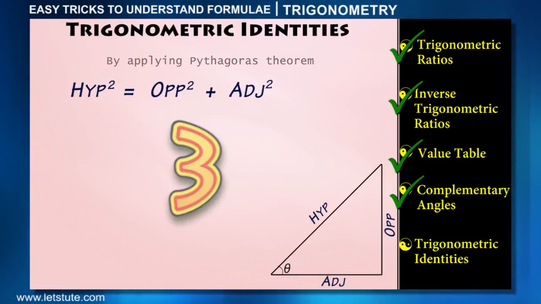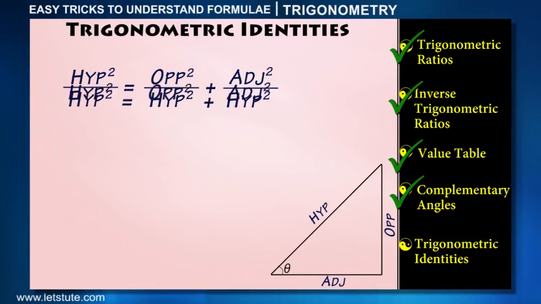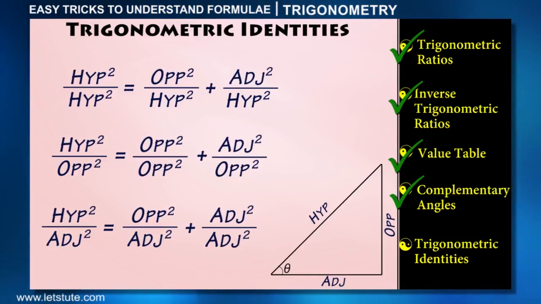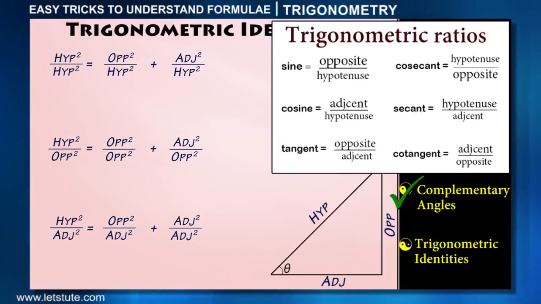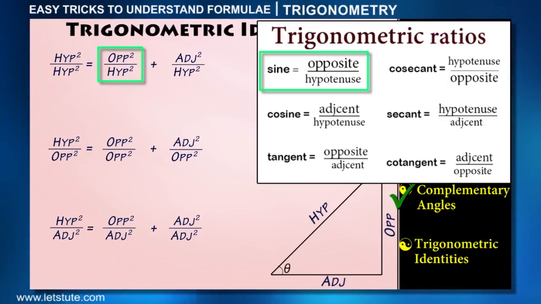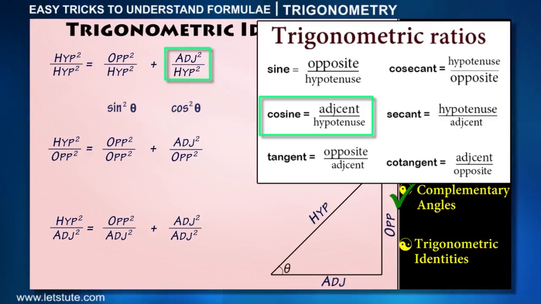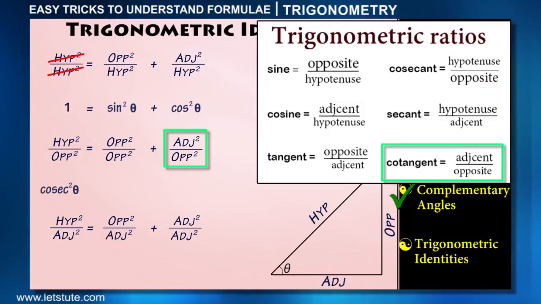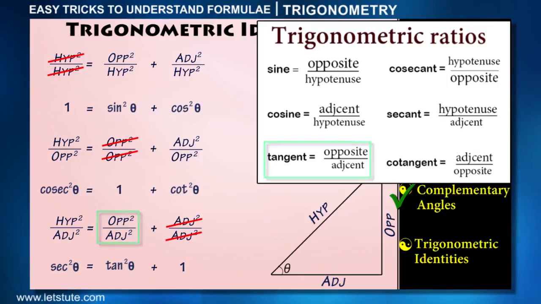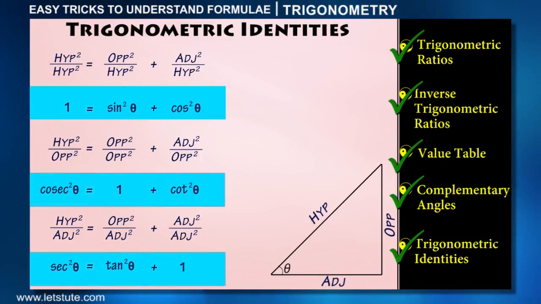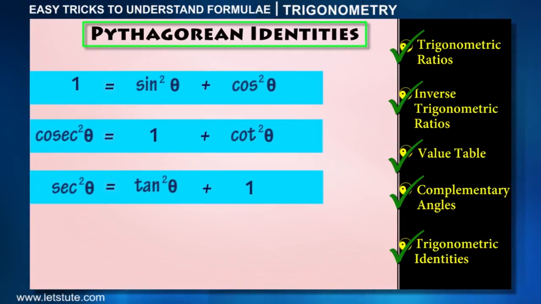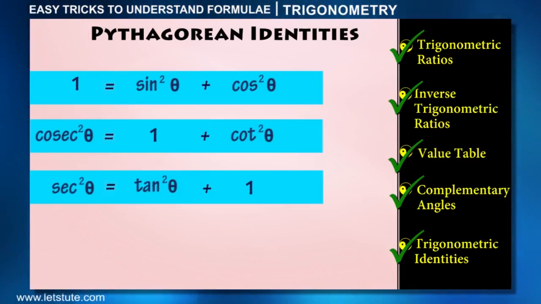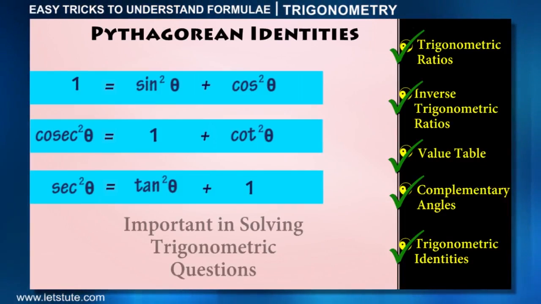Divide this thrice, once by hypotenuse square, then by opposite side square and then by adjacent side square. And now as we already know that this ratio is defined as sine, this is cos, and then cosec, cot, sec and tan. So friends, since Pythagoras theorem is the initial step in getting these three identities, these are also called Pythagorean identities.